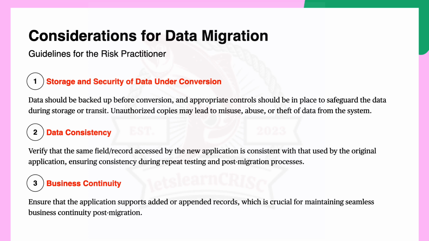So in simple terms, under storage and security of data, we have understood that similar to protecting your belongings during a move, back up the data and implement controls to prevent unauthorized access, to ensure data security, right? And under data consistency, like ensuring your books remain organized during relocation, verify that data consistency is maintained when accessed by different applications, right? And in business continuity, just as your favorite cafe handles more customers after moving, ensure the systems support the additional records for seamless business continuity post migration, right?